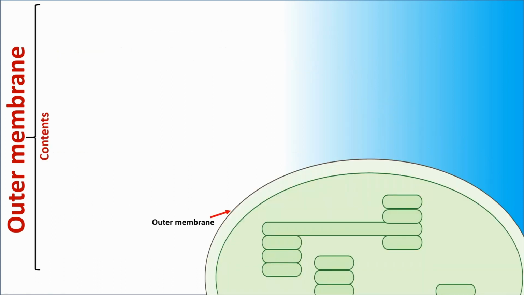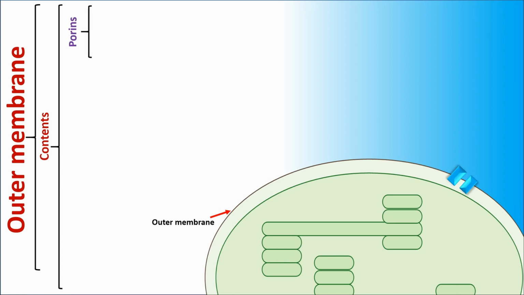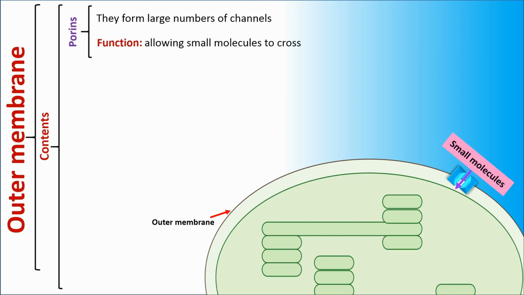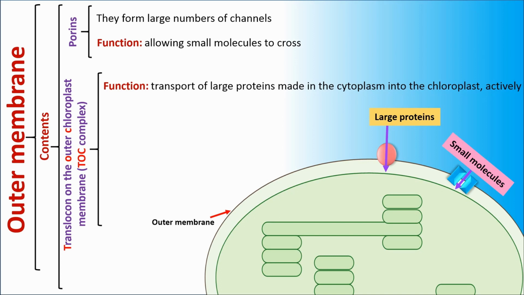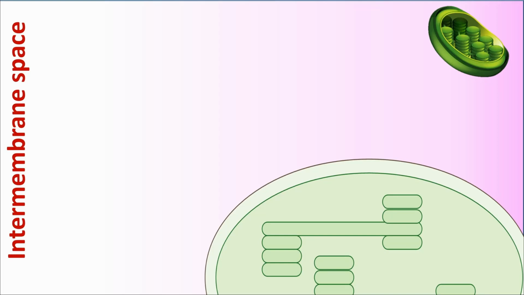Contents of outer membrane. Porins. They form a large number of channels. They play a role in allowing small molecules to cross. And translocon on the outer chloroplast membrane, or TOC complex. Their function is active transport of large proteins made in the cytoplasm into the chloroplast. They are GTPases.